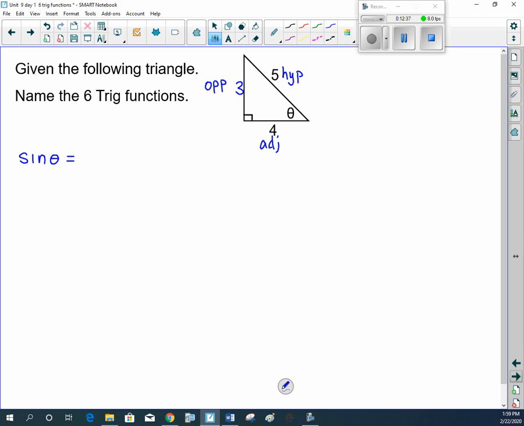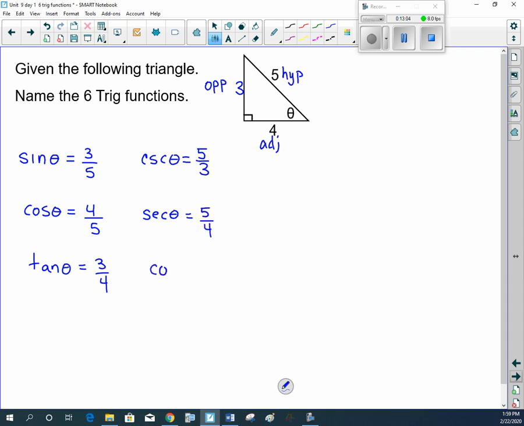So sine theta is opposite over hypotenuse. Cosine theta is adjacent side over hypotenuse. Tangent theta is opposite side over adjacent side. Cosecant theta is the reciprocal of sine, so it's 5 over 3. Secant theta is the reciprocal of cosine, so it's 5 over 4. And cotangent theta is the reciprocal of tangent theta, so that answer is 4 over 3.